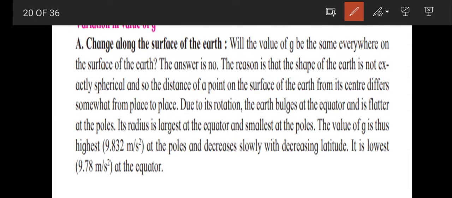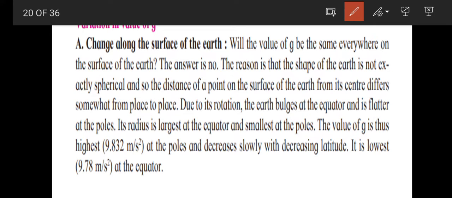Now the values of g on the earth's surface. Here three conditions are given, in which the first one is the change along the earth's surface. That means, will the value of g be the same everywhere, they are asking. Everywhere, is the value of g the same or not? So definitely not. The reason is that the shape of the earth is not exactly spherical. It is elliptical.